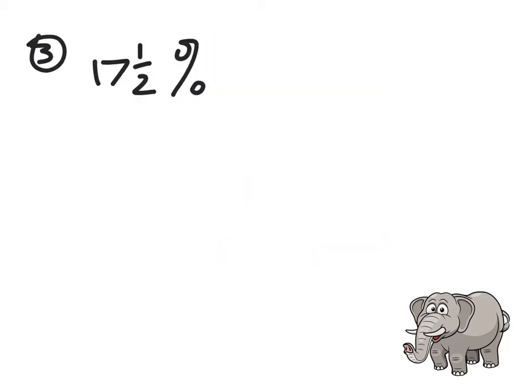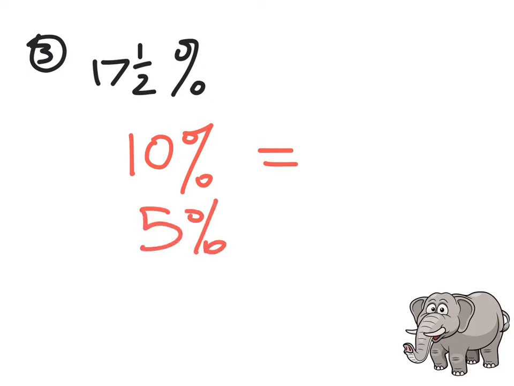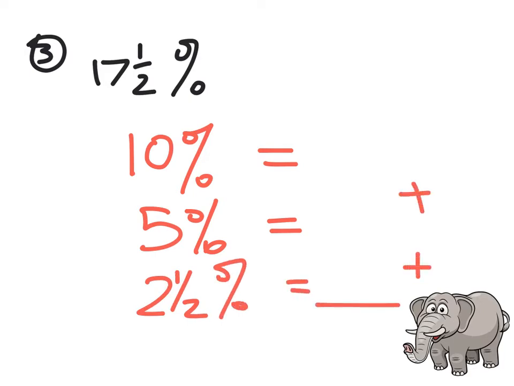Question 3, calculate 17.5%, so without a calculator. So let's find 10% first of all. Half that to find 5%. Half that to get 2.5%. Then if I add all of these numbers up, that's going to give me my 17.5%.